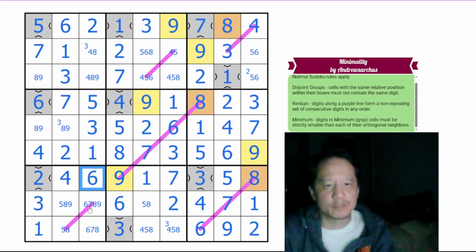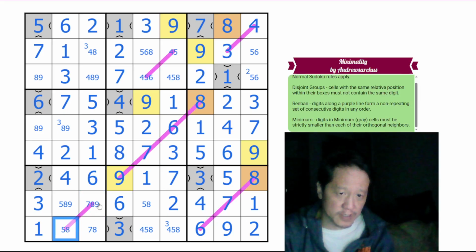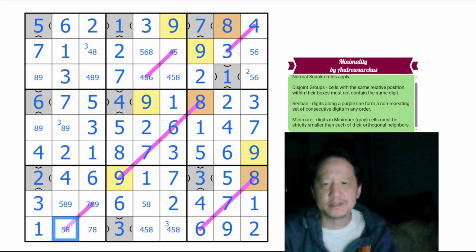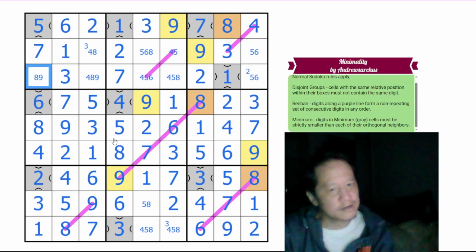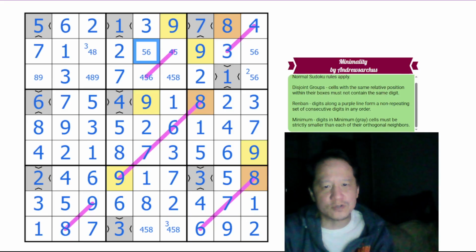7 forces this to be 6. So this cannot be 6. To be consecutive, this cannot be 5 then. This has to be 8. So 8, 7, and then this has to be 9. 5. This is looking like the solution. 8. No 8 here. This is 5 and 6. This is then 4 and 5. Yeah, this is looking like the solution.